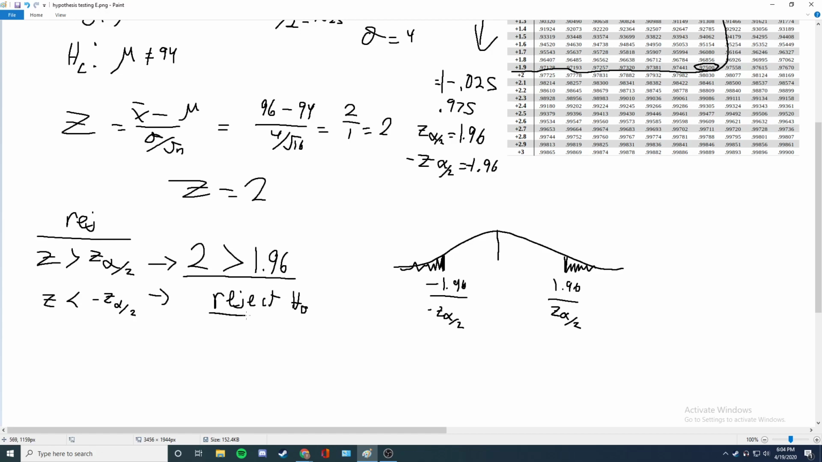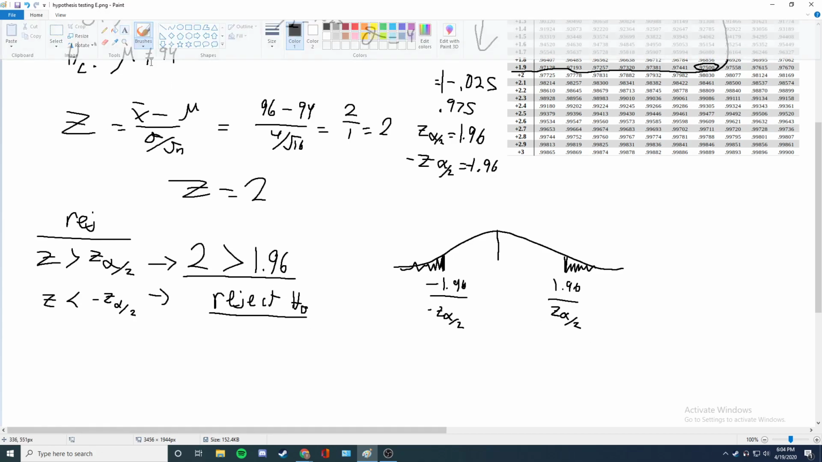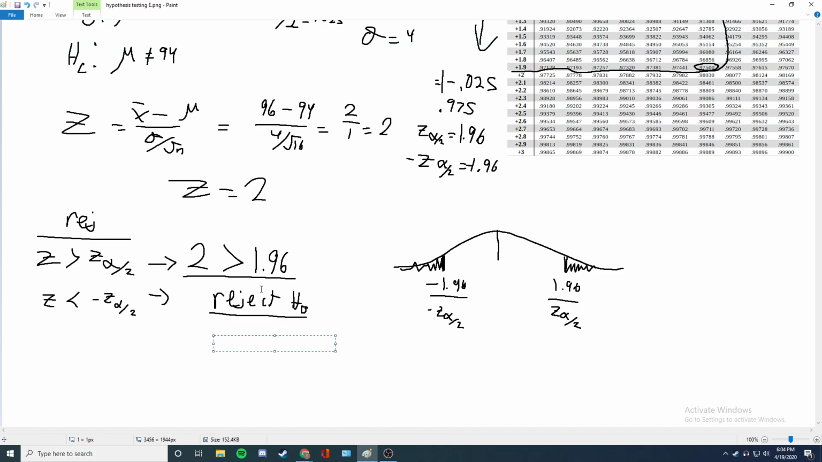Now, once we've determined that we reject it, we want to write a little statement to show what this really means. So what this rejection is telling us is that there is significant evidence to show that there is a difference in reaction times between, we'll call them drugged rats or not drugged rats.